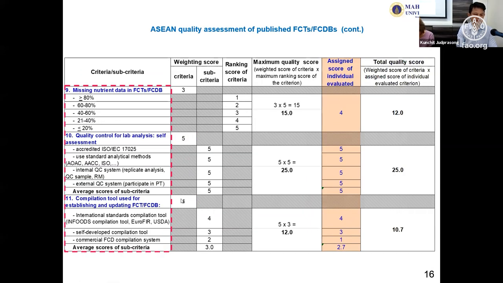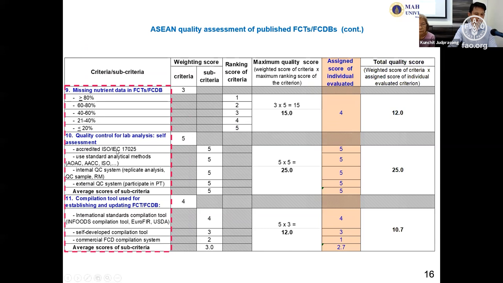The criterion number 9 is the missing nutrient data in the food composition database. If we have less missing data, it means high quality, so we will give the maximum score of 5.